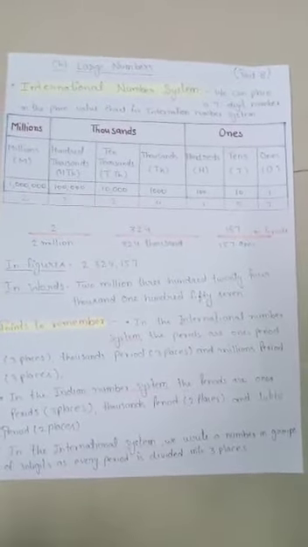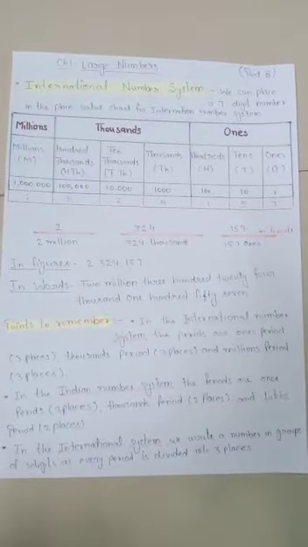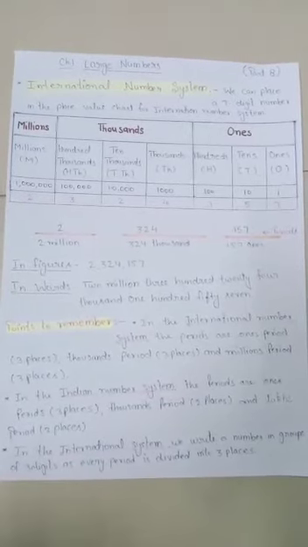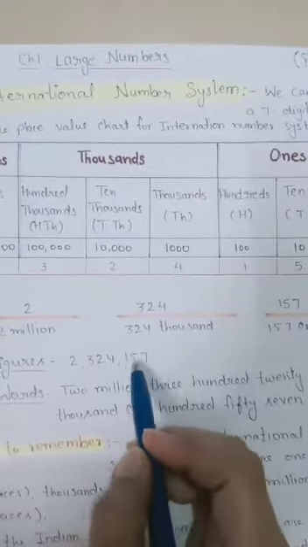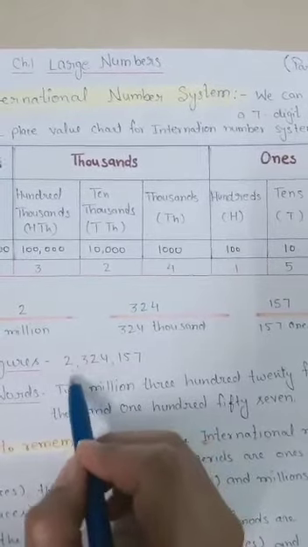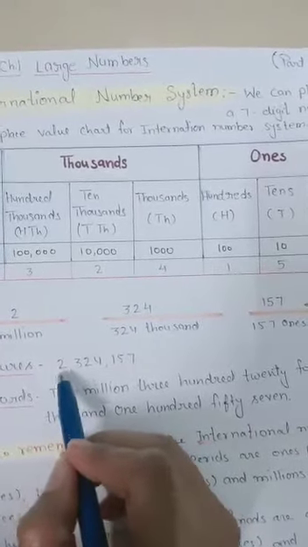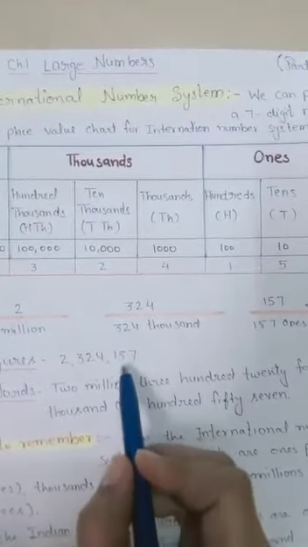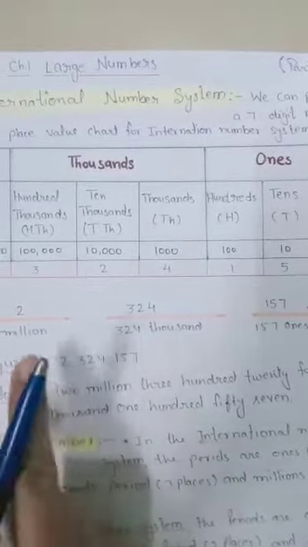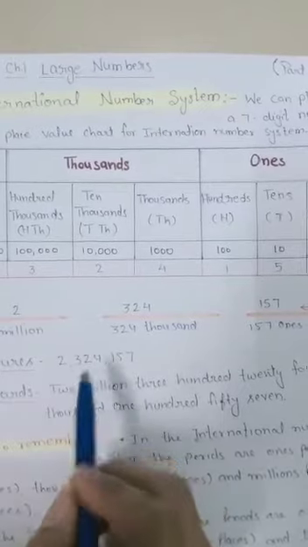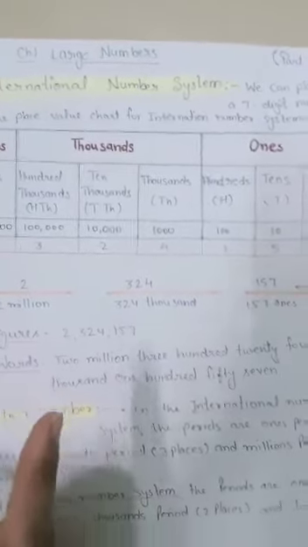Now one more important point is that in the international number system, we write a number in groups of 3 digits, as every period is divided into 3 places. So look at the example here: 1, 2, 3, then we put a comma, and again 1, 2, 3, then we put a comma, and then we write the next digit. If it is the Indian number system, then we put our first comma here, and after that 2 digits, so our second comma will be here according to the Indian number system.